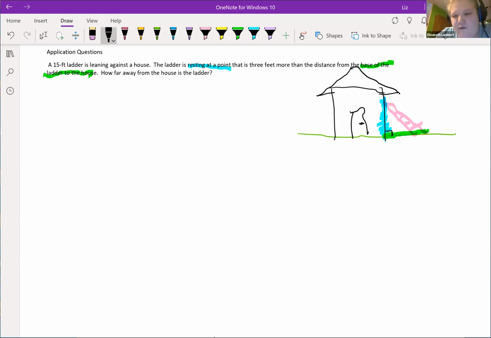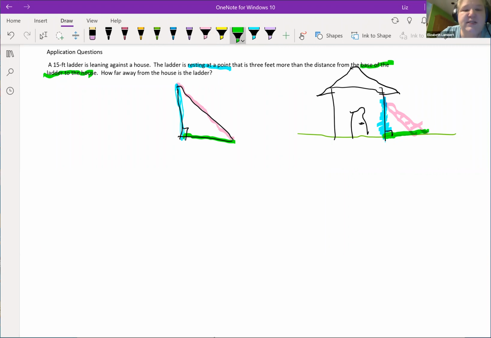So we have a very weird looking blue, green, pink right triangle. So I'm going to kind of pull that out. There's our green. There is our blue. And there is the pink. All right.